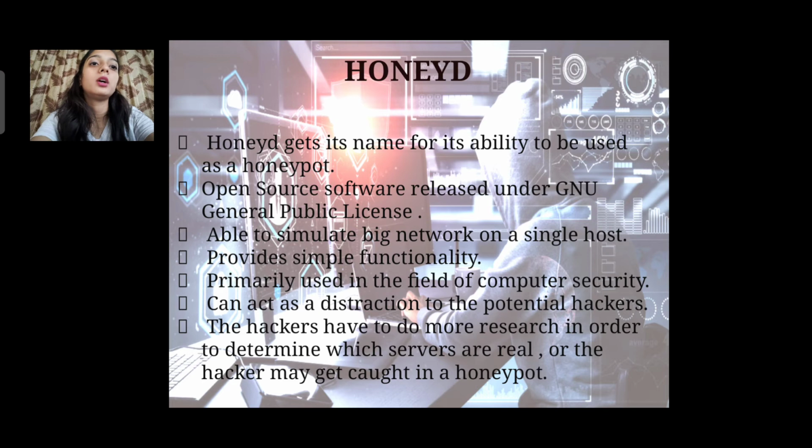Now let's move to Honeyd. Honeyd is an example of a low interaction honeypot. Honeyd gets its name from its ability to be used as a honeypot. It is a type of daemon honeypot that is licensed under the GPL. GPL means General Public License. It has the ability to simulate a big network while using a single host. To outsiders, Honeyd looks like a computer network on a network's unused IP address space.